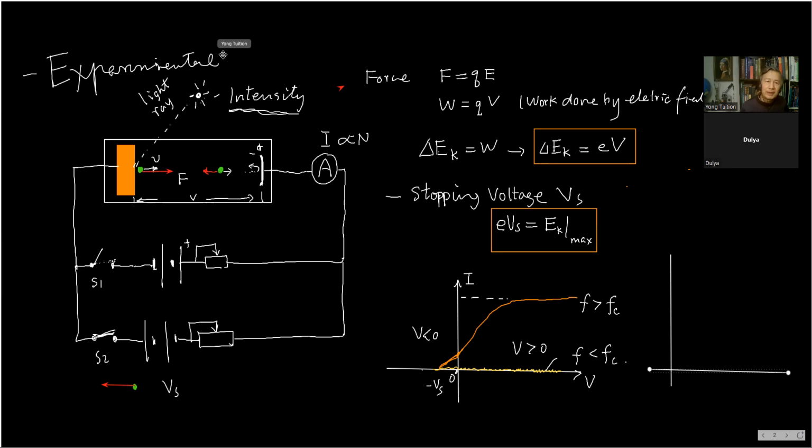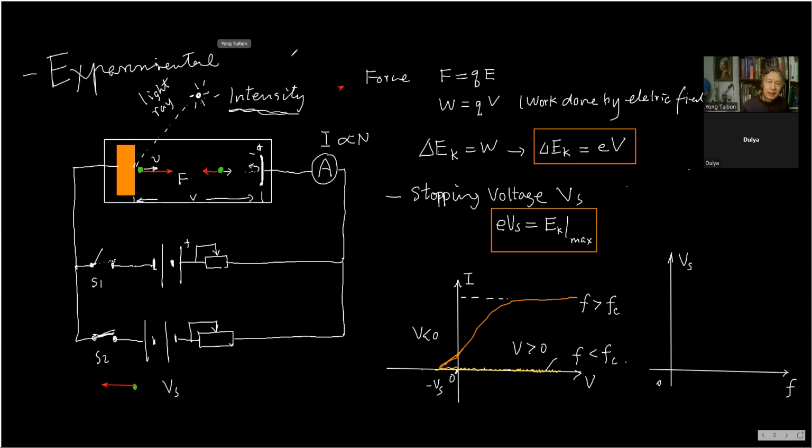They just measure, because there's a frequency dependence. Instead, they set up another experimental observation: the stopping voltage versus the frequency. So they turn to another type of experiment, and what they found is very interesting.